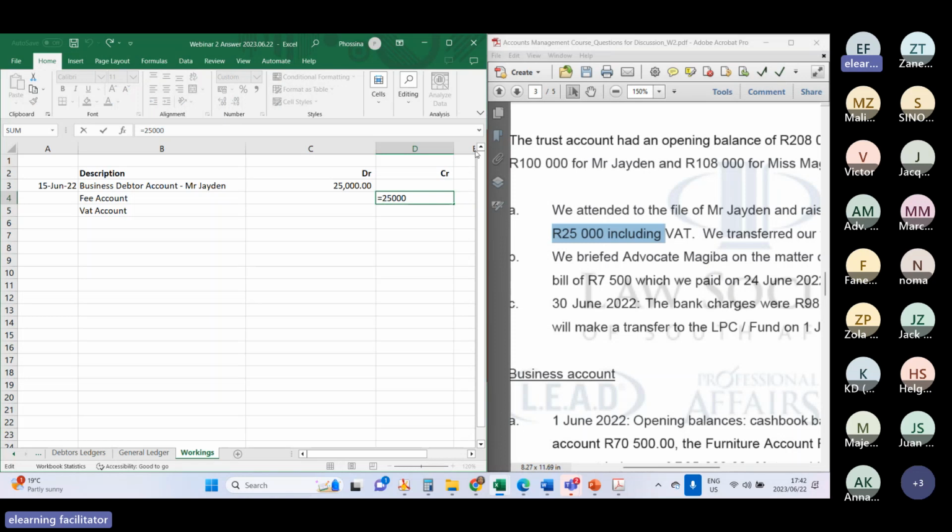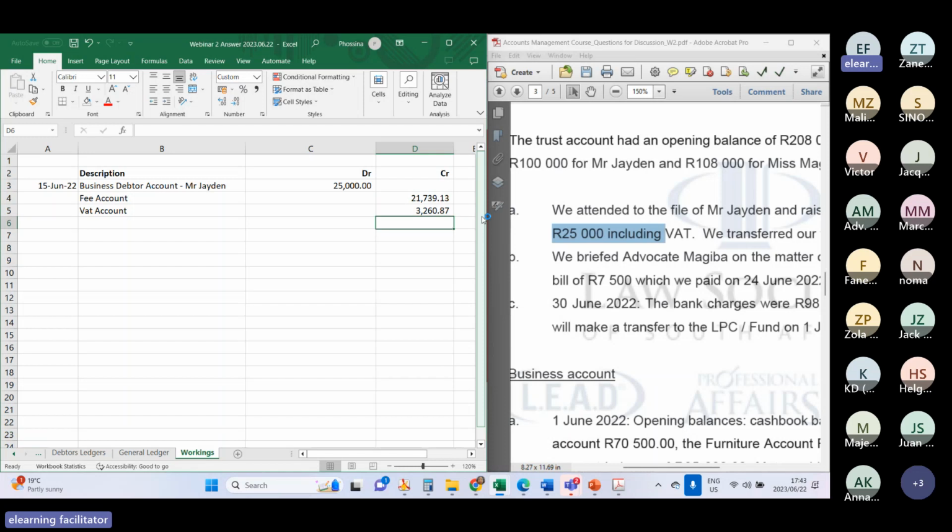25,000 multiplied by, so ours is 100%, it's 100. And then we add on 15% for VAT, divided by 115. So there's 100 for us plus 15% for VAT. So 100 is for us, and then we divide by 100 plus 15%. So this is how we determine our fee. Okay, so that is the formula. And then for the VAT component, it's going to be 25,000 times 15 divided by 115. Because this amount is a wholesome amount, it's 100 for us plus 15 for VAT. Okay, so that's how we split when we say it's including VAT. That is how we are going to account for our transaction.